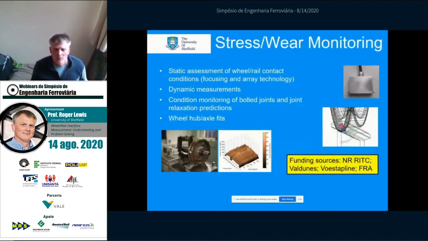Finally, stress and wear monitoring. So we use ultrasound to look at interfaces, whether that be the wheel rail interface. We've also looked at the fit between an axle and the wheel, which will be very, very important for the integrity of the wheel set. We're also now looking at measuring stress within rails, which is quite a big issue worldwide as well. So we've got a project running with FRA at the moment on that, and with Network Rail in the UK.